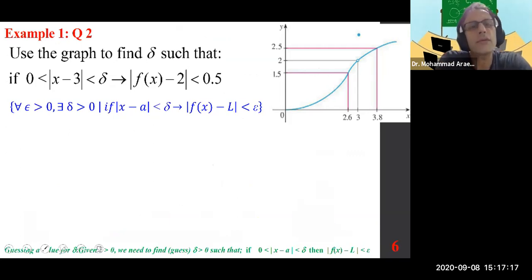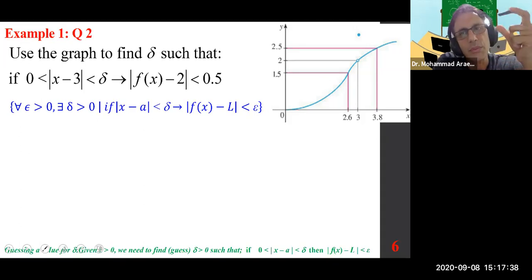It says use the graph to find delta such that when the absolute value of x minus 3 is between 0 and delta, absolute value of f of x minus 2 is less than 0.5. And so I'm writing the definition, whatever epsilon larger than 0, there is delta larger than 0. That means whatever number epsilon you pick, as long as it's a small number, but it's positive, like 0.1, 0.2, 0.001, that's the idea. Then there's a delta that if absolute value of x minus a is less than delta, the distance is delta.